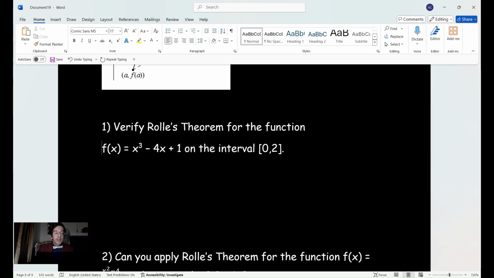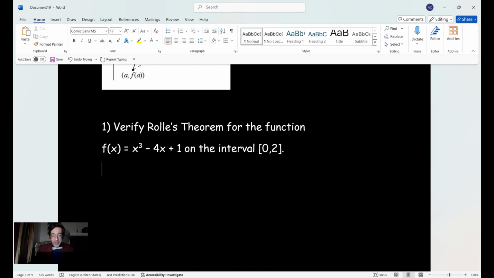For the function f of x equals x cubed minus 4x plus 1 on the interval 0, 2. Well, first of all, when you solve a problem like this, let's check the conditions of Rolle's theorem. Remember, Rolle's theorem states that if f of x is continuous on the closed interval [a, b], f of x is differentiable on the open interval (a, b), and f of a equals f of b, you already have the theorem that we talked about earlier.